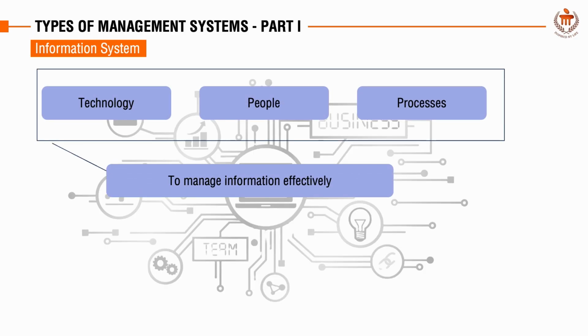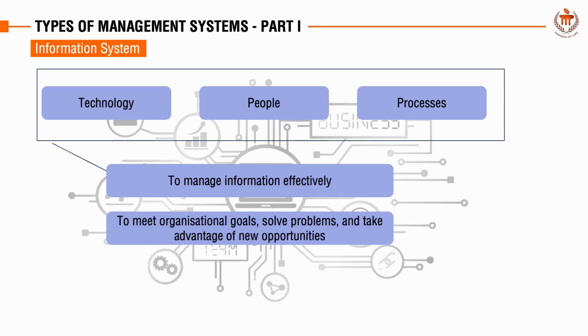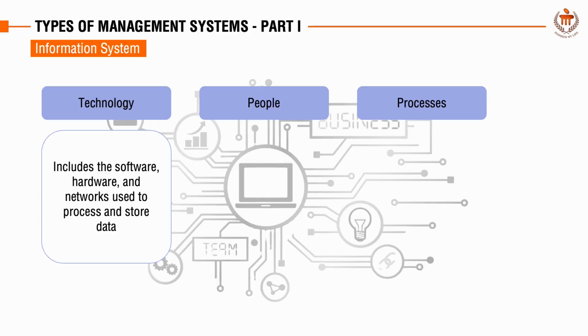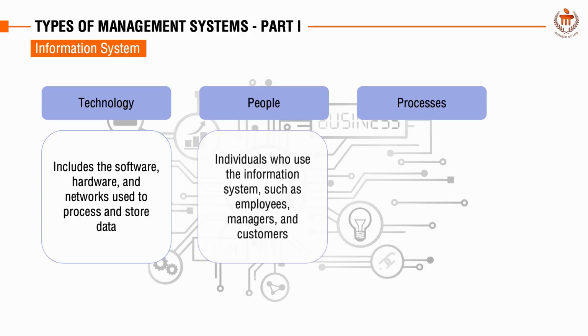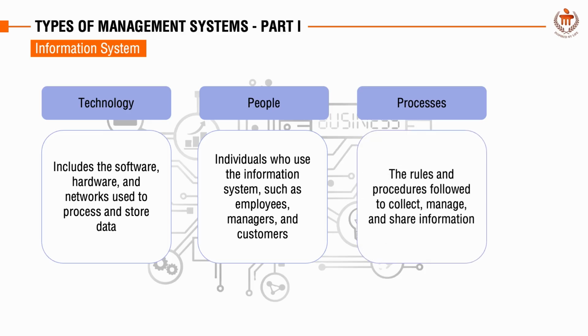These work together to manage information effectively, making it easier for the organization to meet its goals, solve problems, and take advantage of new opportunities. Technology includes the software, hardware, and networks used to process and store data. People refer to the individuals who use the information system, such as employees, managers, and customers. Processes are the rules and procedures followed to collect, manage, and share information.